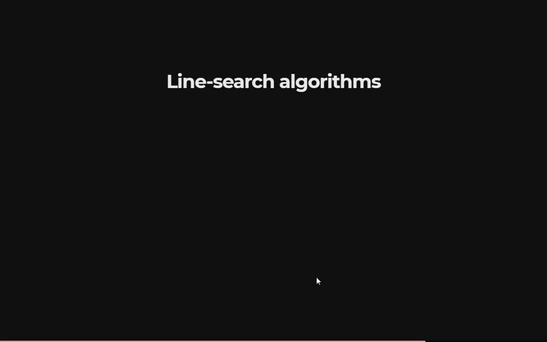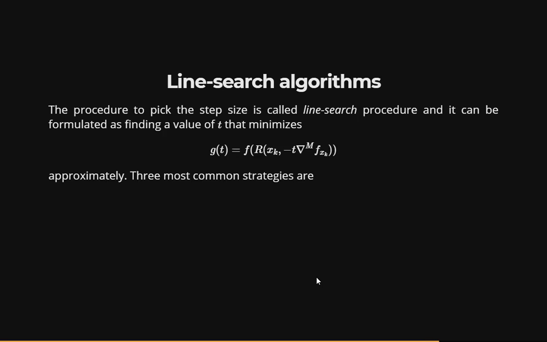Now, step size, line search algorithms. The procedure to pick the step size is called line search. You can formulate it as finding the minimum of this function G, which is a function only of the real number t which appears here. So you fix x_k, you fix this vector, which is the gradient, and you want to minimize this function in t.